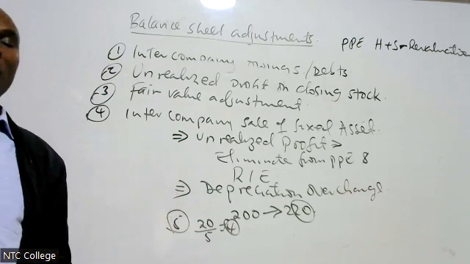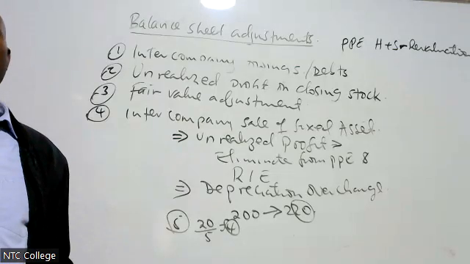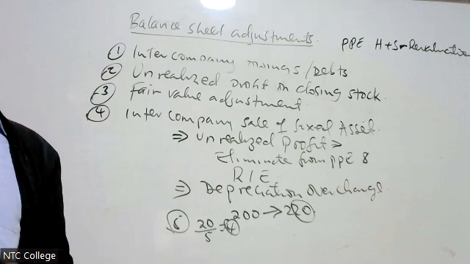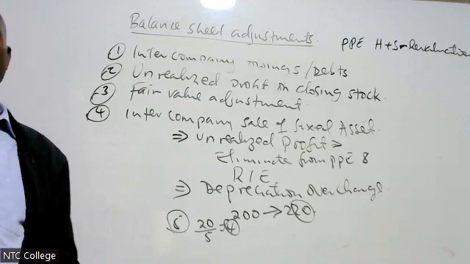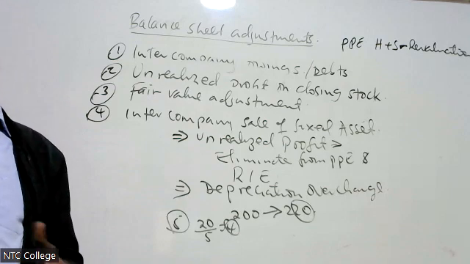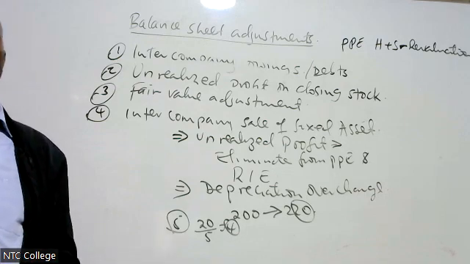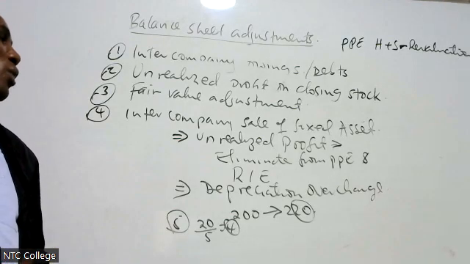Number 2, the examiner will tell you that during the year, H Limited or S Limited sold goods at a profit of 500 million. Half of the goods were still in the inventory. That is unrealized. You calculate what we call unrealized profit. Number 3, the examiner will tell you about fair value adjustment. On the date of acquisition, the fair value of the identifiable net assets of S Limited were the same as the book values, except an item of land. You just know that this fair value adjustment, I explained how you are going to handle that.